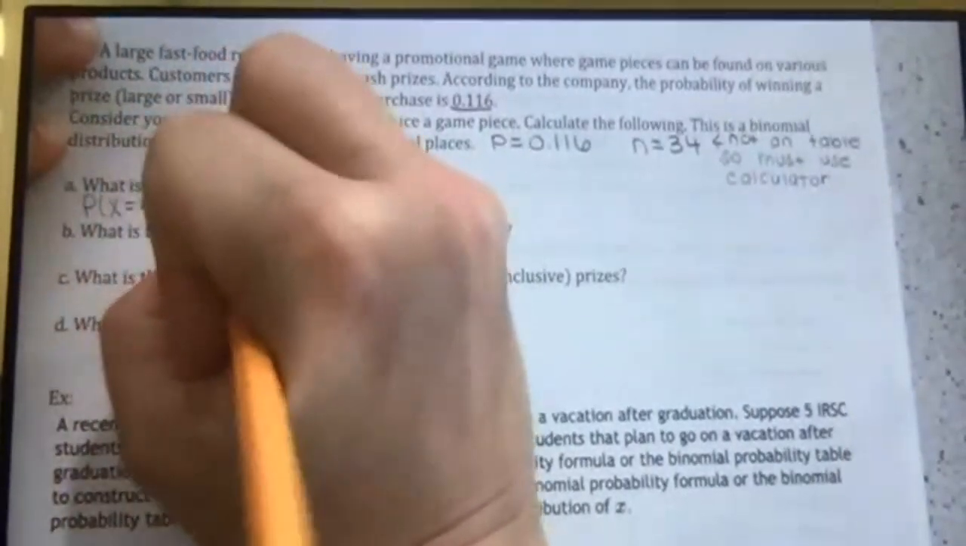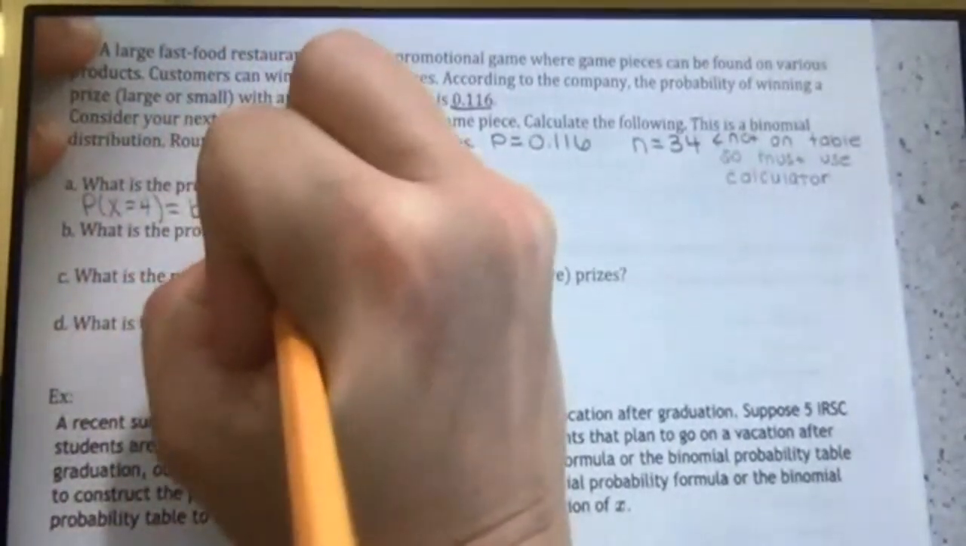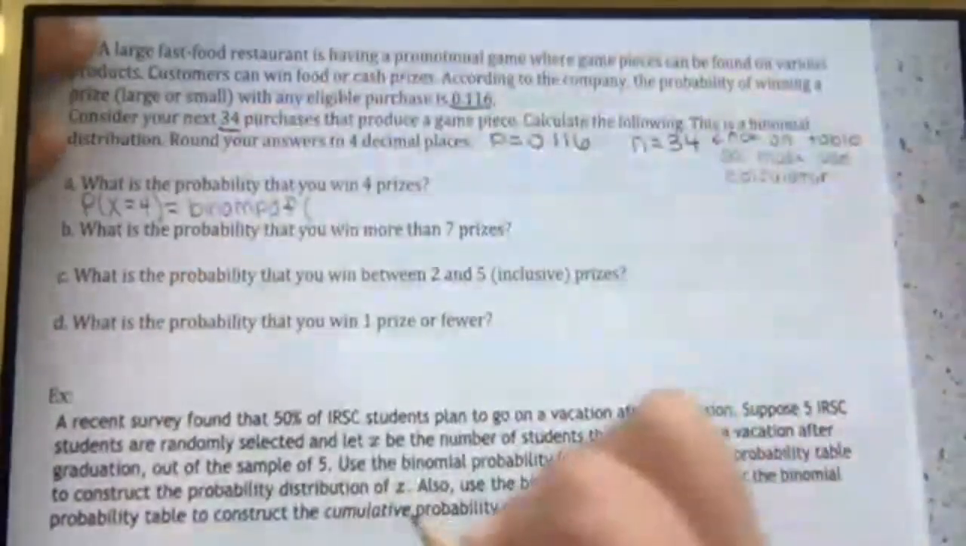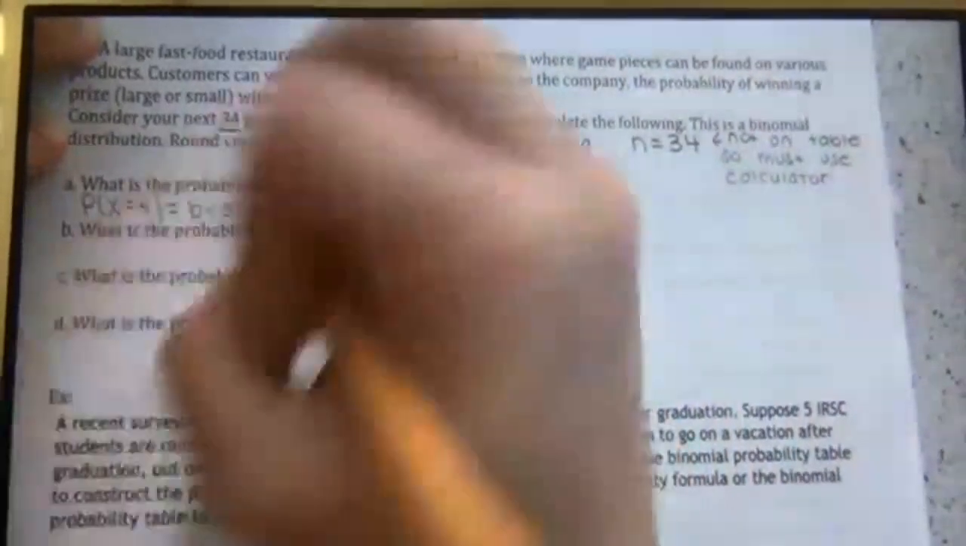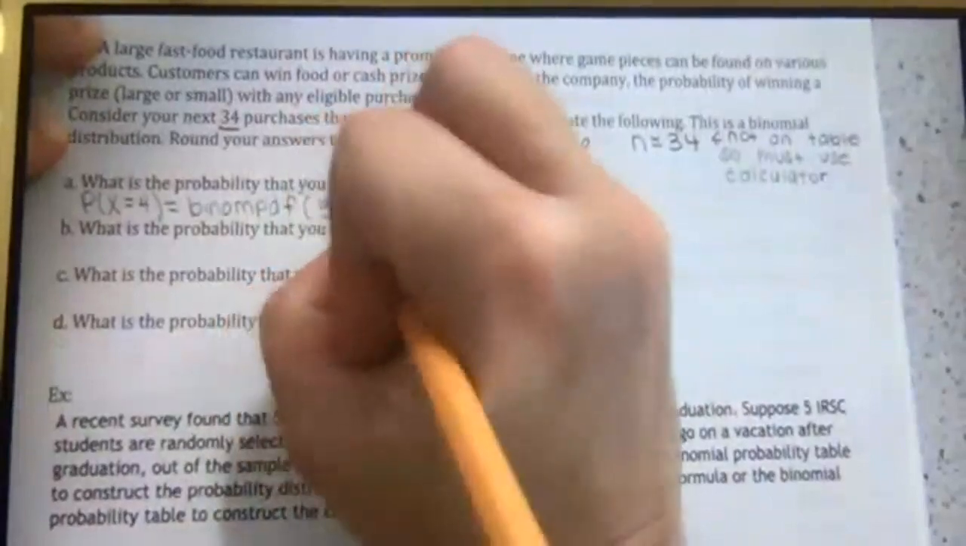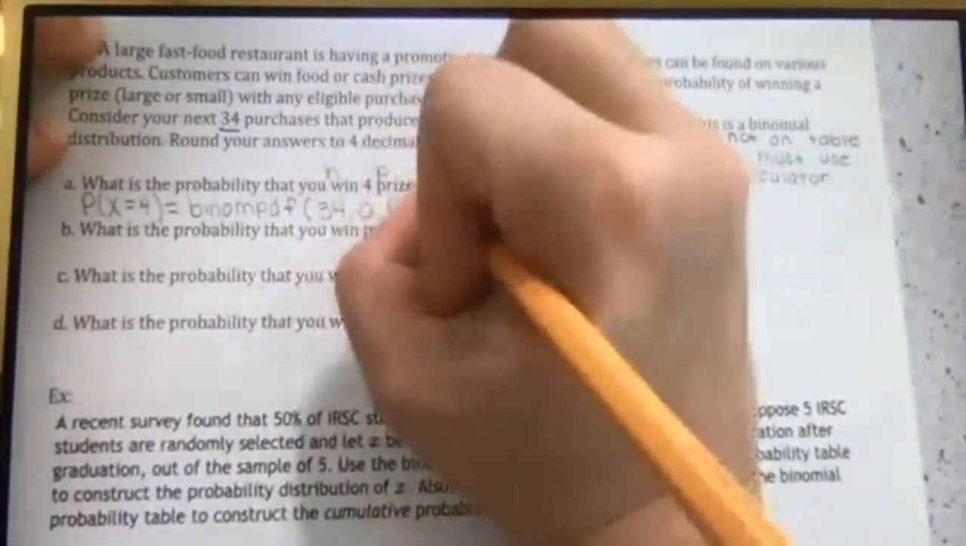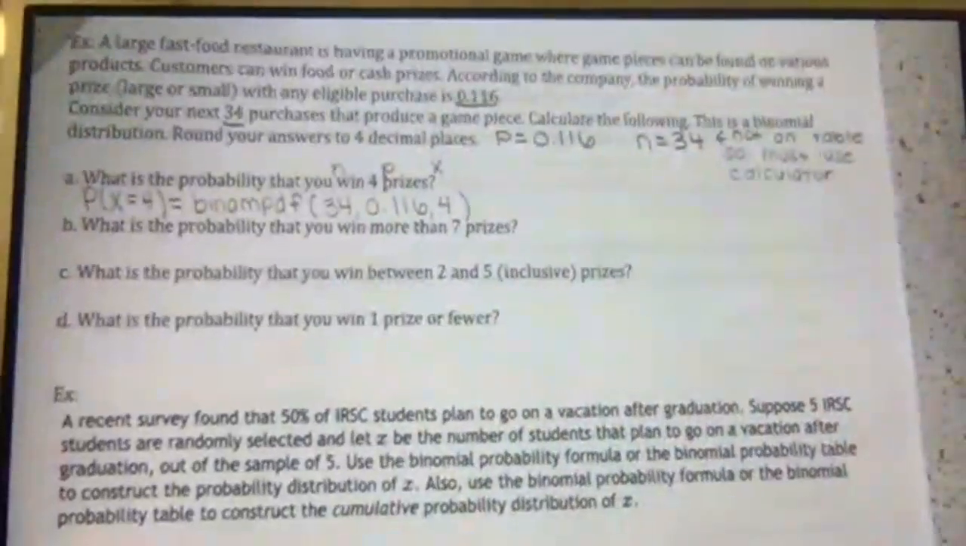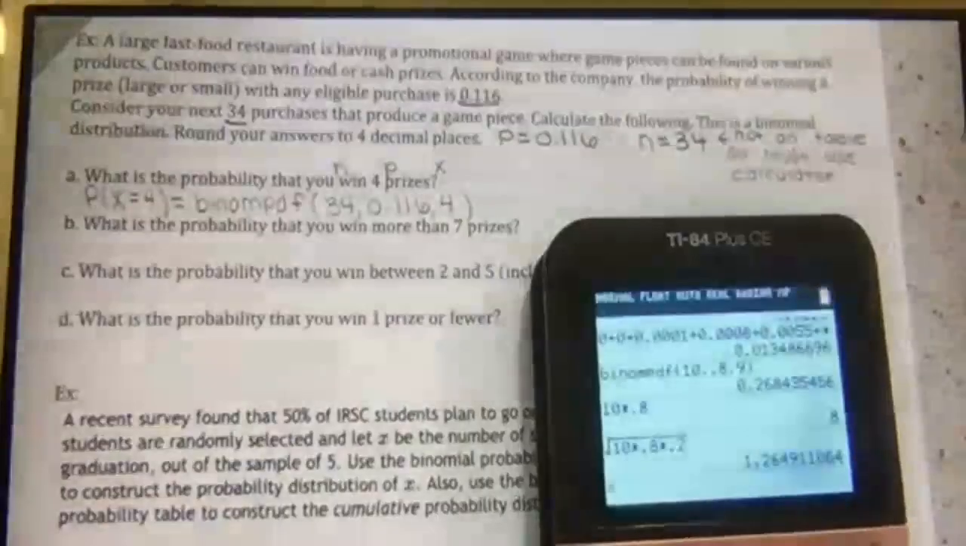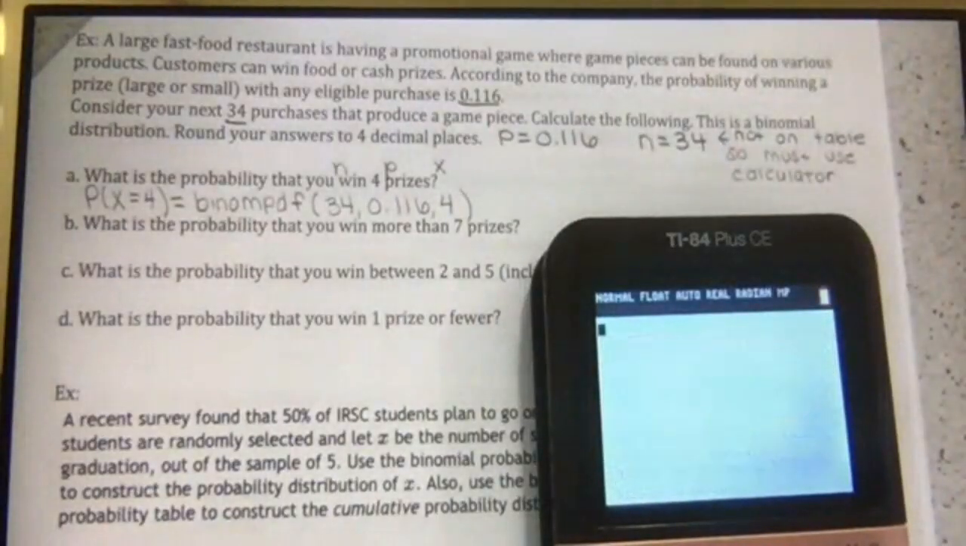So we have binom PDF in our calculator, like we did on the previous problem. Our n value is 34. Our p value is 0.116, and x is 4. Remember, it's n, comma p, comma x. If you have a newer calculator, it'll ask you for it, but if you have an older calculator, you have to put it in manually.